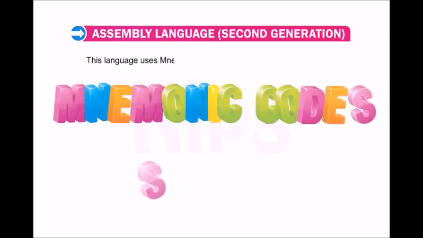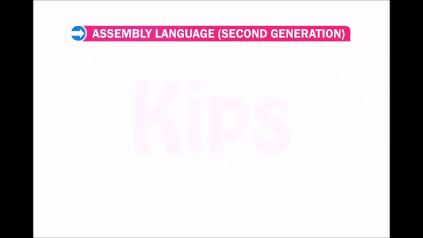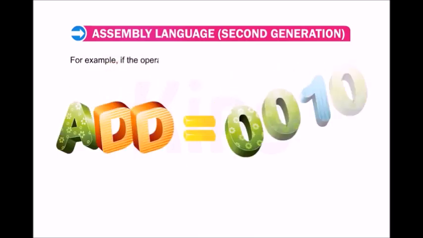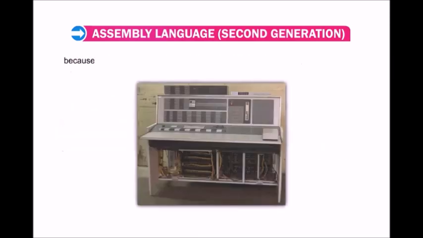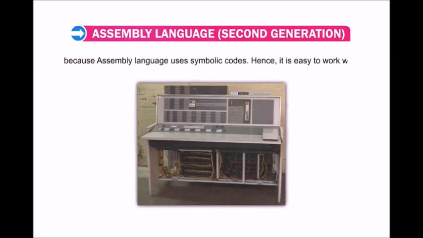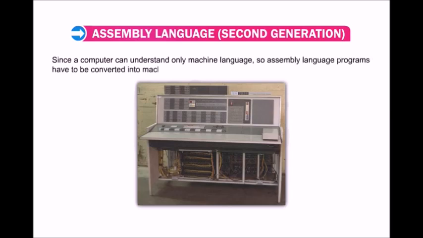Okay, let me tell you about assembly language, second generation language. This language uses mnemonic codes or symbols in place of 0 and 1. For example, if the operation code for add is 0010 in binary language, it can be directly written as add in assembly language. Because assembly language uses symbolic codes, it is easier to work with assembly language than with binary language.